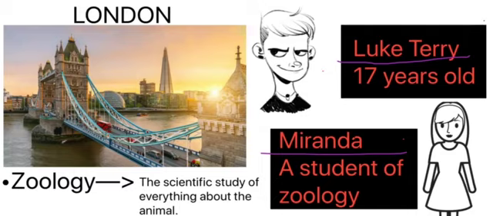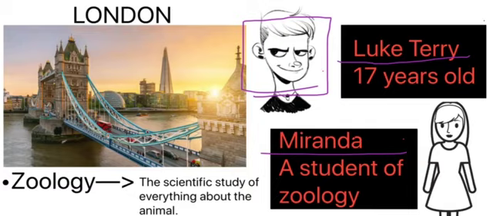If you remember the characters of the story, we need to have a main character. And here is the main character, who is Luke. What about Miranda? Is she a main character? No. She's a secondary character. Luke is 17 years old, so he's not a child and he's not old. He's a teenage boy. What about Miranda? She's a student of zoology. So you can tell that she's older than Luke, and she's a student in the university.